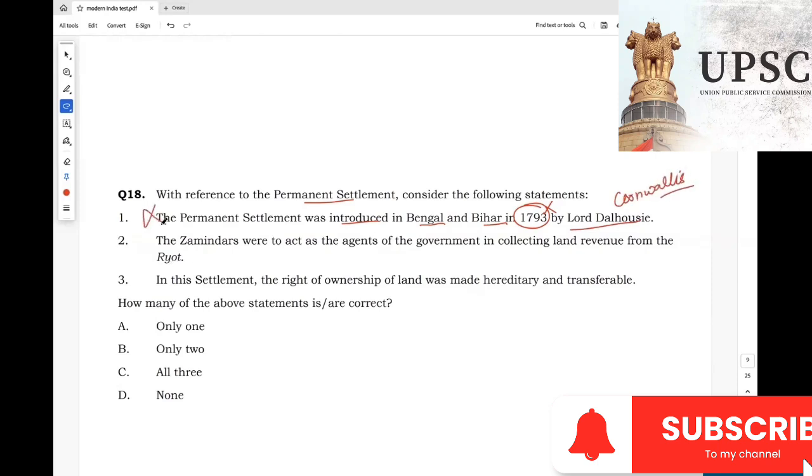Statement is wrong, right? Then comes the next one, which is the Zamindars were to act as an agent of the government in collecting land revenue from the Raiyats. Correct. Raiyat here basically means farmer, not Raiyatwadi, right? Who had a legal deed with them. In this settlement, the right of ownership of the land was hereditary and transferable. Absolutely correct, right? If a person does not pay the rent, his property will be auctioned, obviously. So it was hereditary, it was transferable.